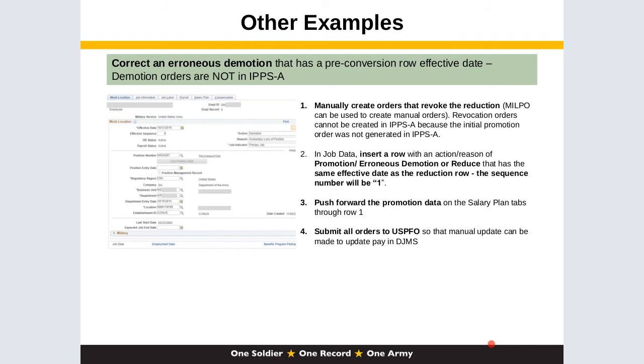Next, you're going to insert a row. The row type is important. You're inserting a promotion row that has a reason of erroneous demotion or reduction. And like I said, we don't want to delete history. Although this is a conversion row, and you technically could delete it without any adverse impact within IPPS-A because no order exists, it's best to keep that history there and then just create another row to go on top of it that has the same effective date as the erroneous reduction row. Once you make that change, you're going to push that forward to top the stack. And again, because orders do not exist within IPPS-A, you're going to have to submit those manually created orders to your USPFO so that they can manually update their pay in DJMS.